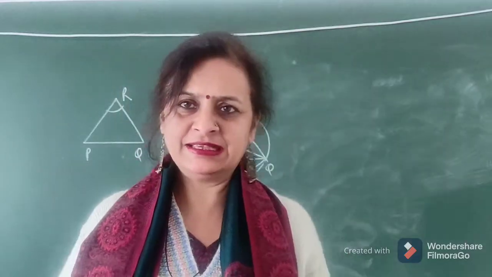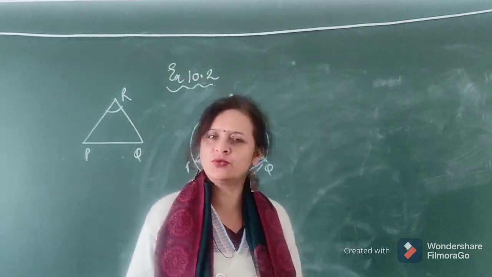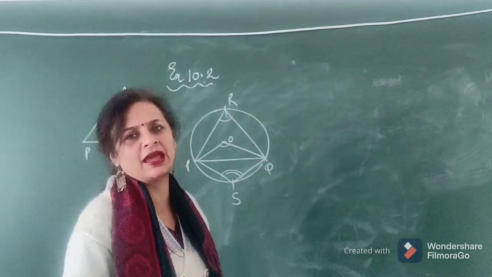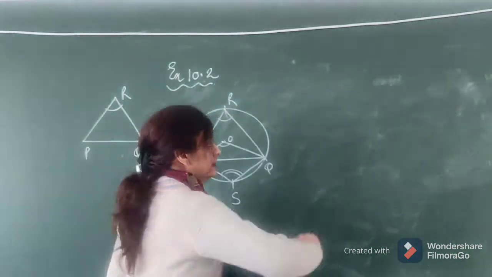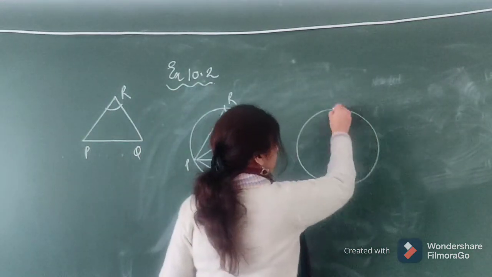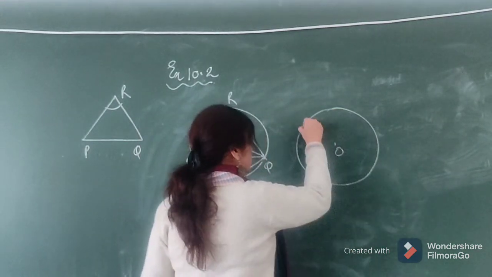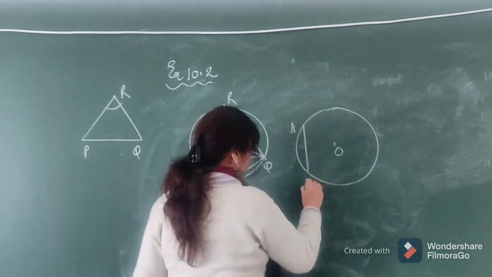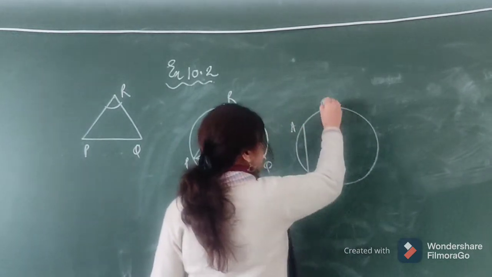Now, let's examine the relationship between the size of the chord and the angle subtended by it at the center. Take a circle whose center is O. Take a smaller chord AB and take a longer chord CD.